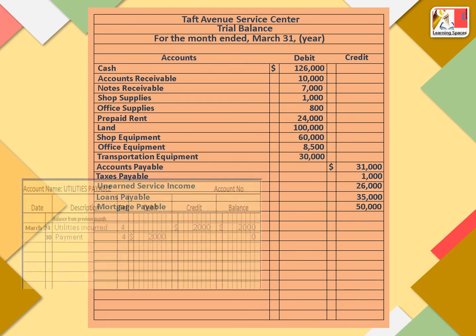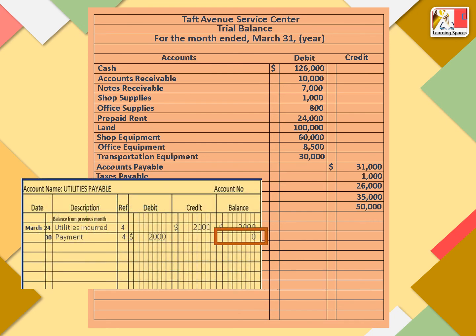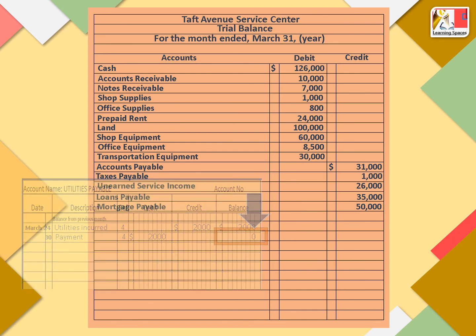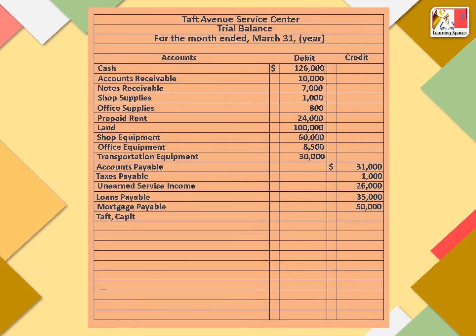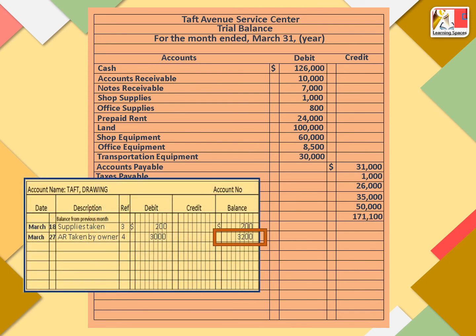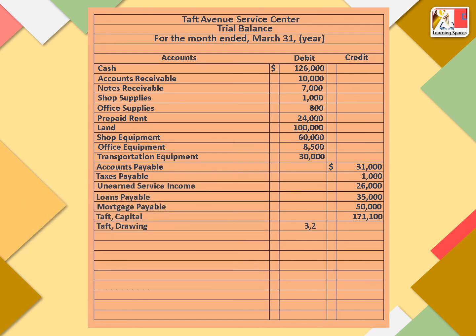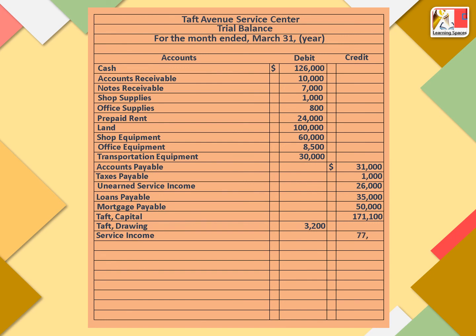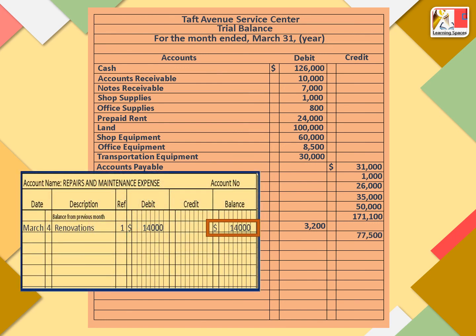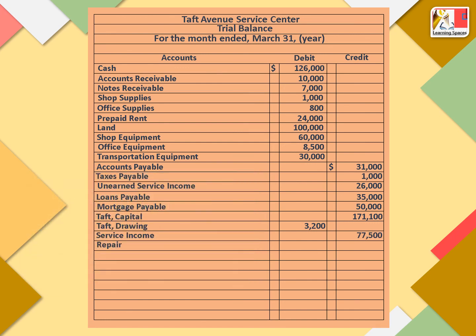Folks, if a particular ledger account balance is zero, like in this case, observe that the utilities payable balance is zero. Therefore, there is no need to extract or transfer the zero balance into the trial balance summary. Let us continue extracting the rest of the accounts with positive balances. We are almost done. What a great accomplishment. Learning this far is really awesome, isn't it?